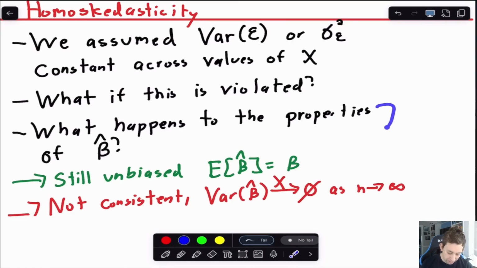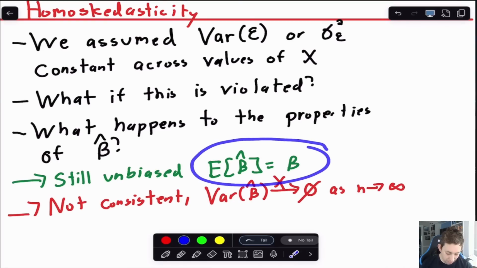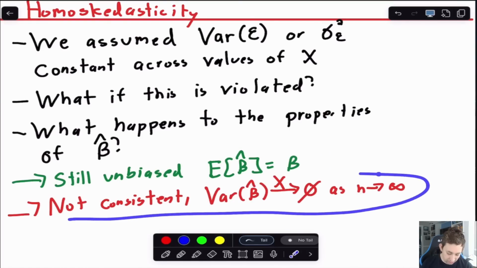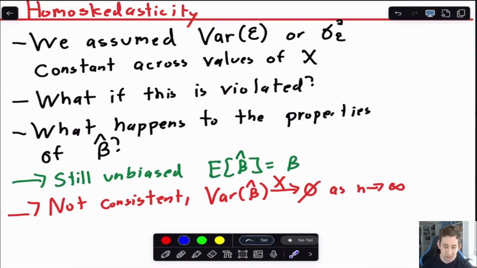But what happens to these properties of beta hat if we no longer have homoskedasticity, if the variance of epsilon, or sigma squared epsilon, is not constant across values of our independent variables? Well, I'm going to show you that it's still going to be unbiased, but it's not going to be consistent. We're not going to have consistency in our estimator, and so our OLS will no longer be BLUE.